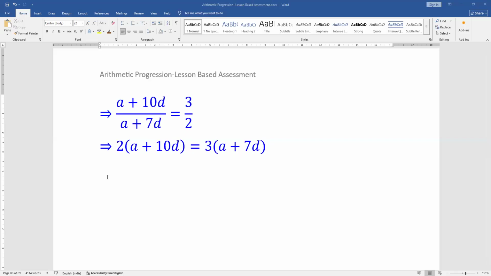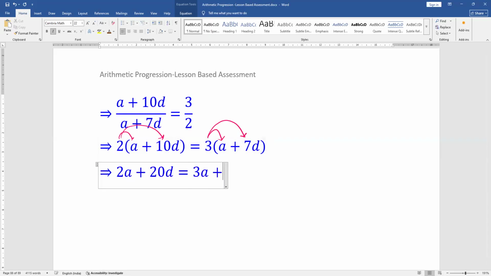Then in my next step, we have to do the multiplication using the distributive property. 2 into A, 2 into 10D, 3 into A, 3 into 7D. So 2 into A is 2A plus 2 into 10D, which is 20D, equals, on the right hand side, 3A plus 3 into 7D, which is 21D. Right?